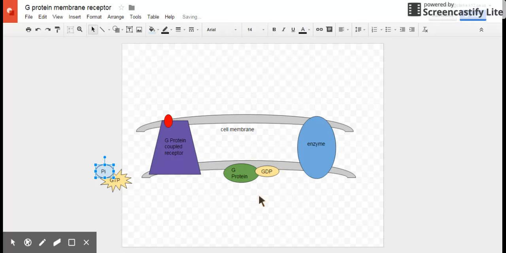So yeah, G proteins are involved in diseases like whooping cough. That disease specifically affects the G protein and its receptors. So yeah, G proteins.